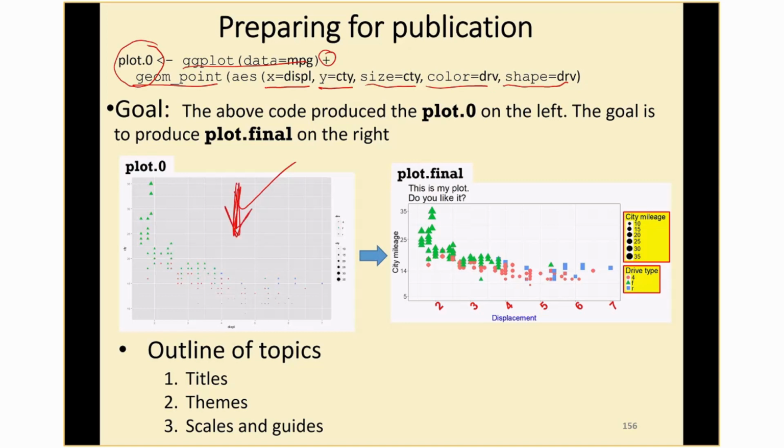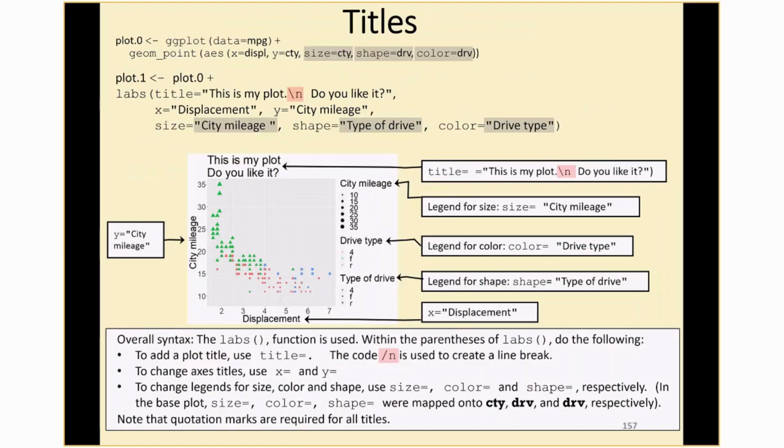And our goal is to eventually modify that plot to produce something like this. In order to do that, we're going to need to cover some topics: titles, themes, scales, and guides. So we begin with titles. So we just saw plot 0. And now what I want to do is start off with plot 0, add to it as a layer a bunch of code that will give me plot 1.